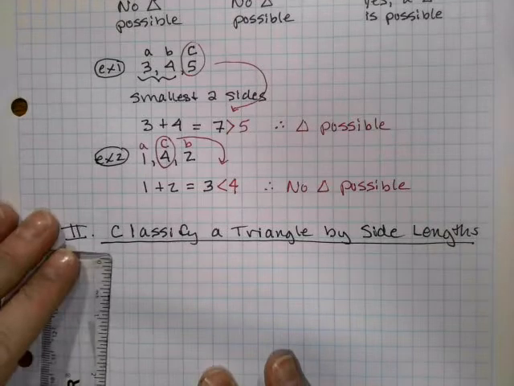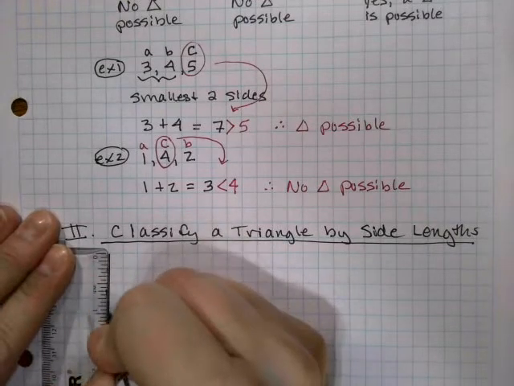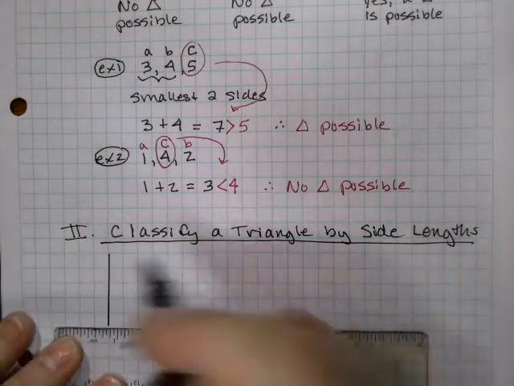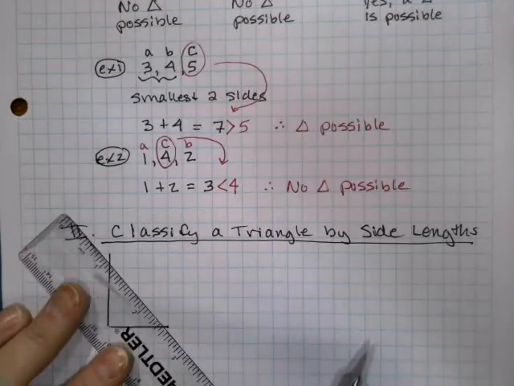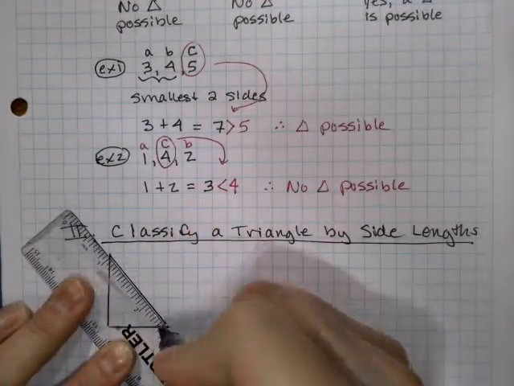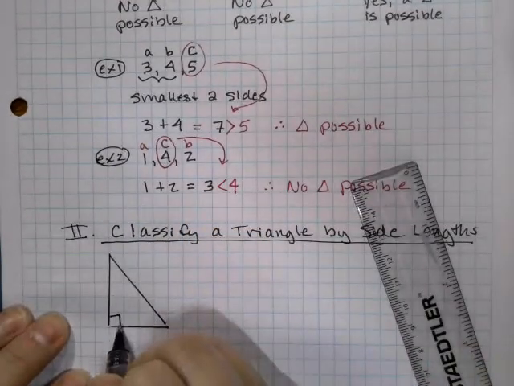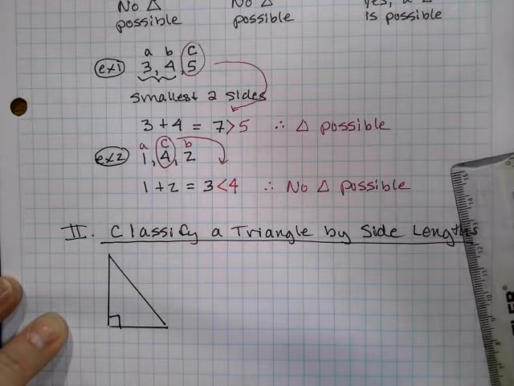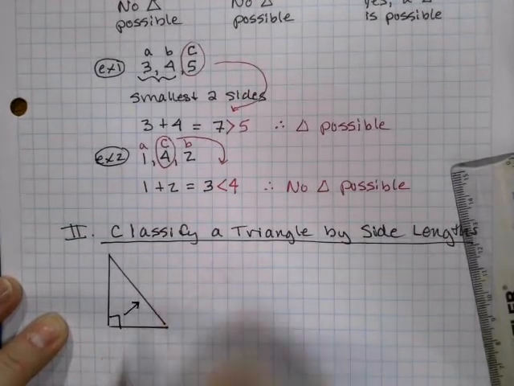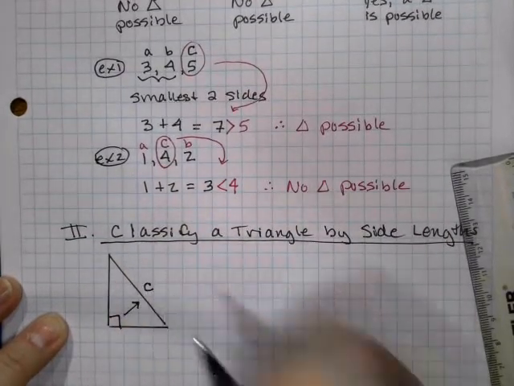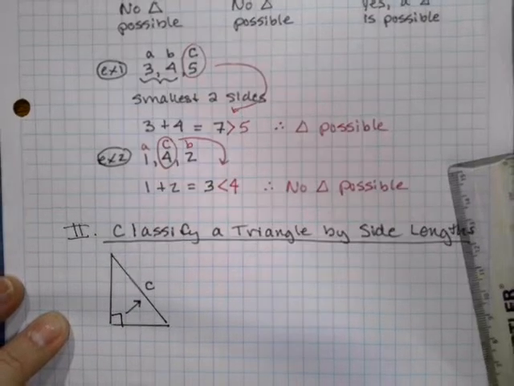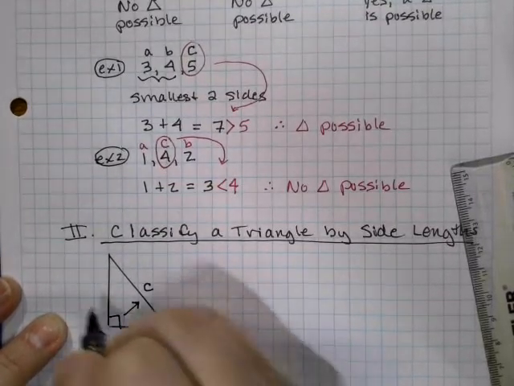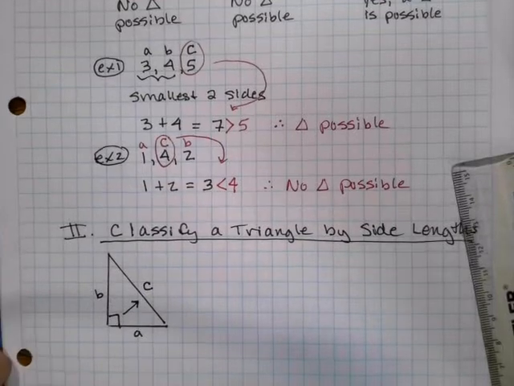All right, so the first drawing we're going to make is a right triangle. A right triangle has a right angle or a 90-degree angle in it. C is always the longest side, and the longest side is opposite the largest angle. In a right triangle, the largest angle is always 90, so C is the hypotenuse across from 90. A and B are the legs, which are interchangeable.